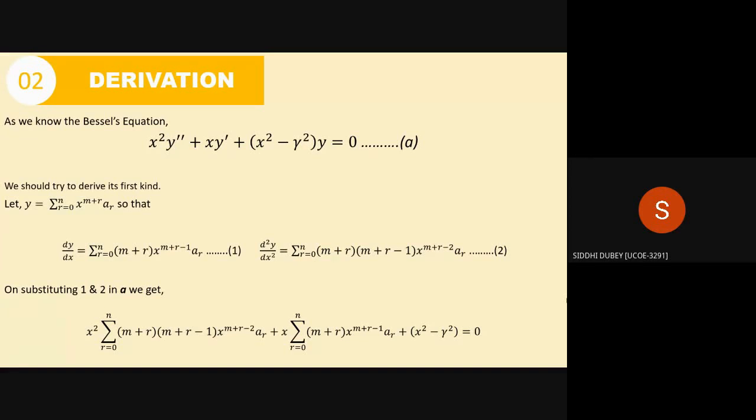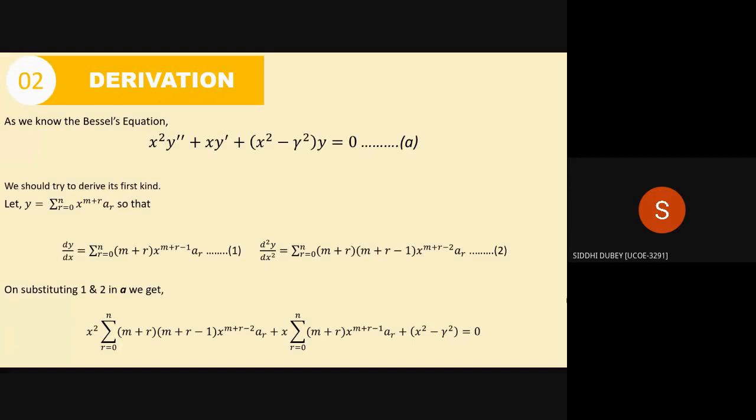Its second derivative will be summation of r equal to 0 to n, m plus r as it is, and the derivative of x raised to m plus r minus 1 will be m plus r minus 1 into x raised to m plus r minus 2 into ar. We call these equations 1 and 2 respectively.